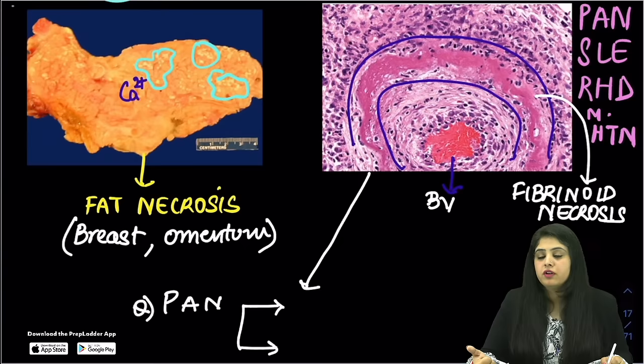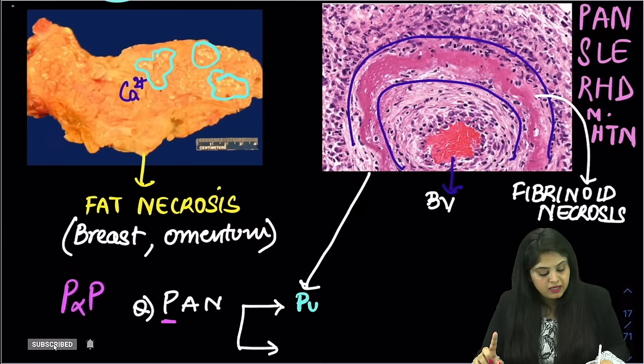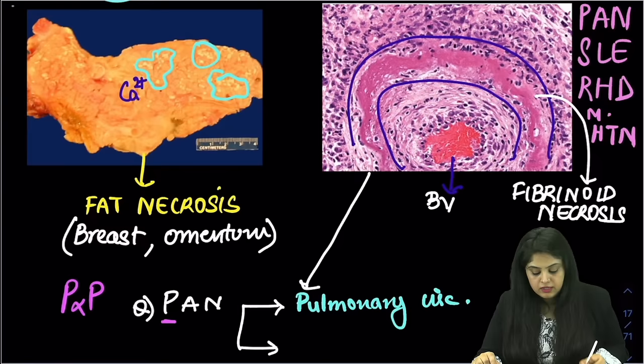It can involve the kidney, it can involve the GIT, it can involve every organ of the body, but one circulation that it does not involve, P is not for P. PAN will not involve the pulmonary circulation. So P is not for P.